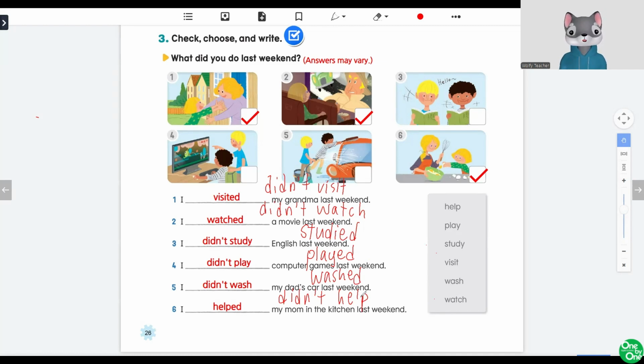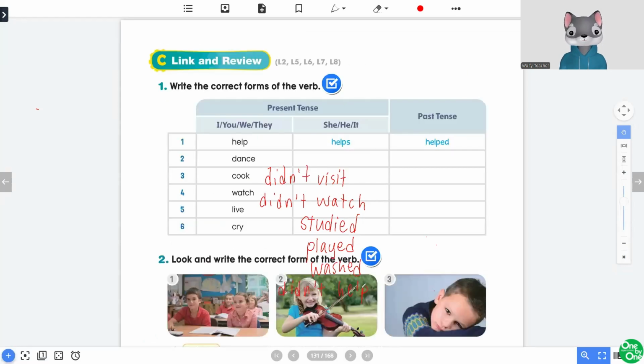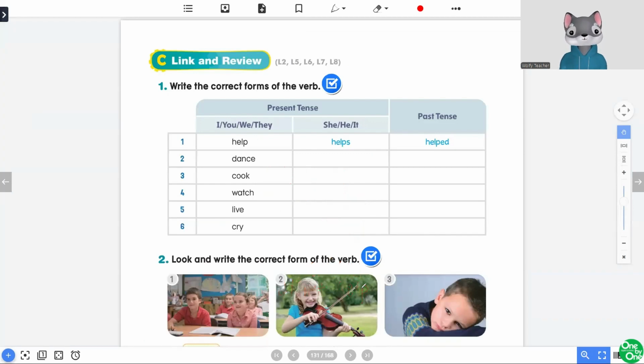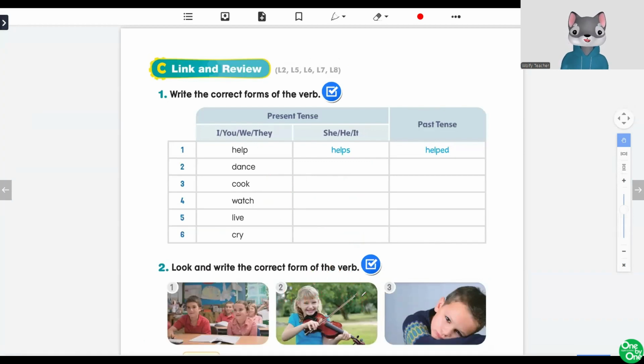Fantastic. If you have that, congratulations. Give yourself a pat on the back. Let's go to the next page. These are reviews of lessons 2, 5, 6, 7, and 8. Let's go over the answers together.